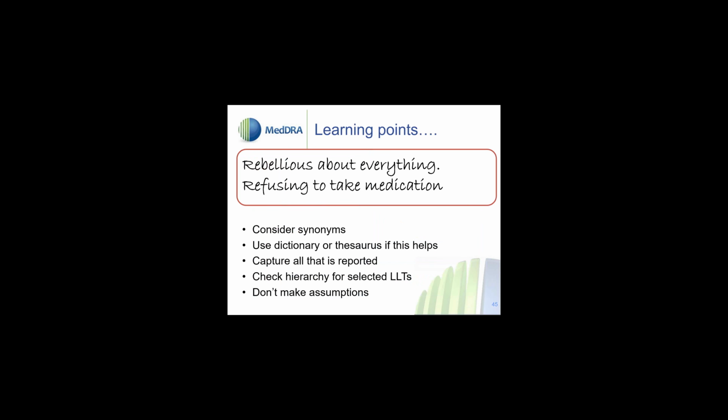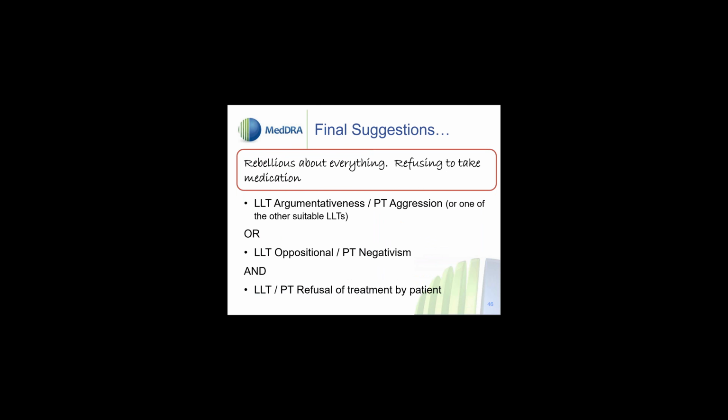You may find that LLT argumentativeness would be a suitable coding option, but then realize that it is grouped under PT aggression. And as I said, it is not clearly indicated that our patient here really has an aggressive behavior. Our verbatim may only describe an "I know it all better" attitude. We should not make assumptions and try to be as close to the verbatim as possible. So our final suggestions here are to either code to LLT argumentativeness under PT aggression or one of the other suitable LLTs which we saw before, or to LLT oppositional under PT negativism. And of course, we would also need to capture the refusal of treatment by the patient.